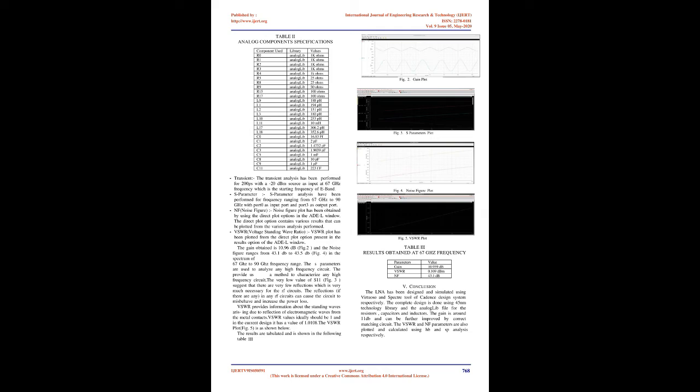4. Simulation results and analysis. The above schematic has been designed in the Virtuoso tool using Schematic Editor XL. The analyses that have been performed are as follows. Transient: the transient analysis has been performed for 200 ps with a -20 dBm source as input at 67 GHz frequency, which is the starting frequency of E-band.